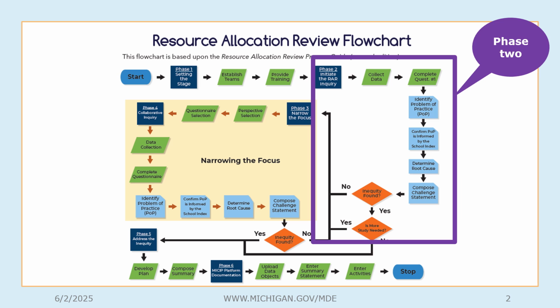This flowchart provides a visual of the recommended path for conducting a study of resource allocation. Phase 2 is focused on completing a study or inquiry on district allocations and per pupil expenditures. During this process, the team collects data on how resources are assigned and used to complete an analysis that provides an opportunity to identify a challenge that may exist.